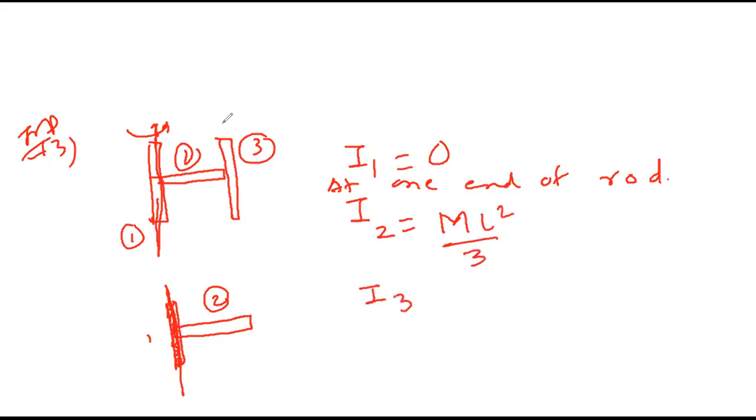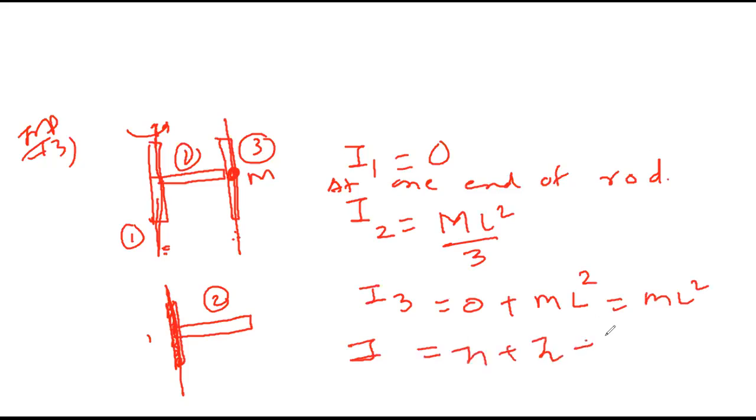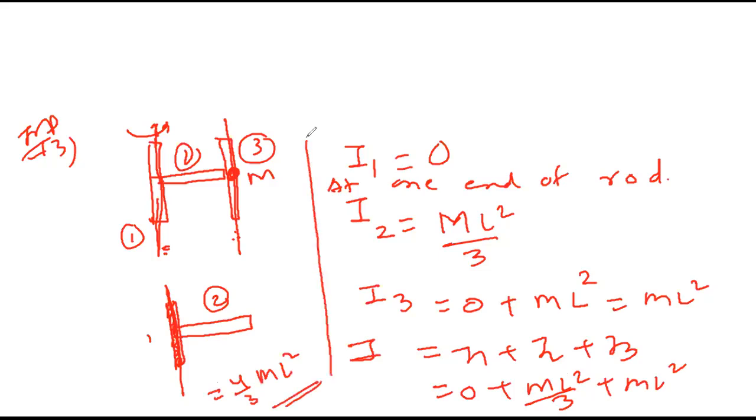And for the third rod, the center of mass is here at the center. And this is one axis in the body. So these two axes become parallel. So this will become I about that axis, that is 0, plus mass into square of distance, which is ML square only. So what will be I total? I1 plus I2 plus I3, which is 0 plus ML square by 3 plus ML square. So it becomes 4 by 3 ML square.